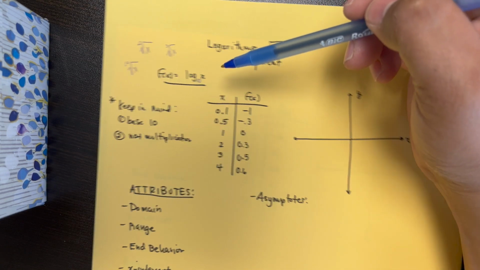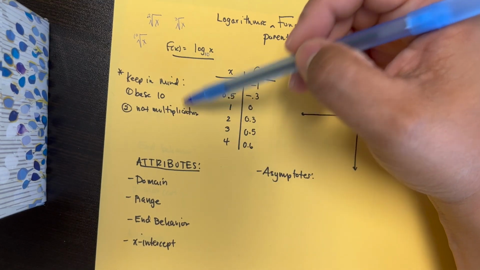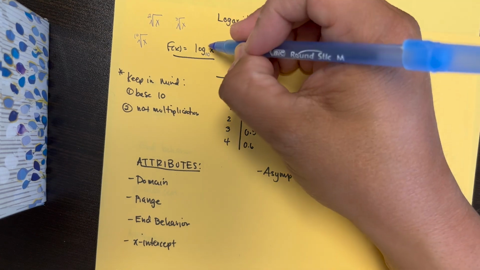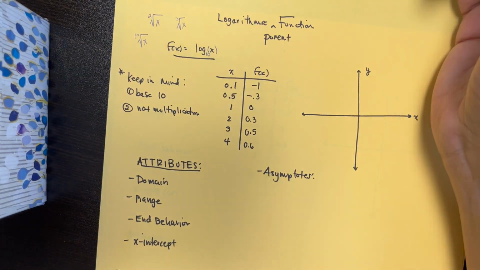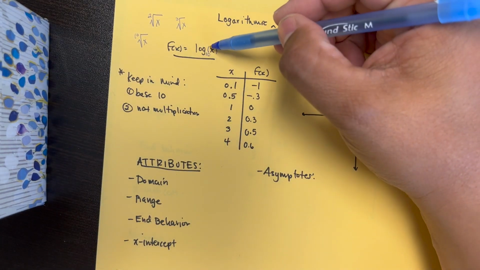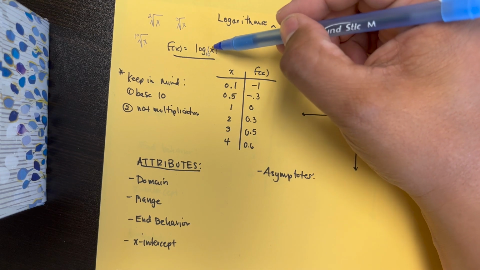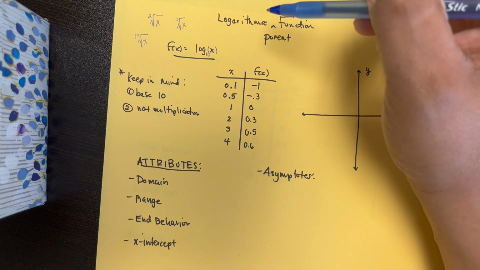Another thing that I want you guys to know is that you're not multiplying log times x. It's log of x. A lot of times you'll see parentheses here and sometimes you won't. But if there's no parentheses, there's an assumption that there are parentheses here, it's going to be log of x. And I'll give you guys examples where the parentheses are super important.